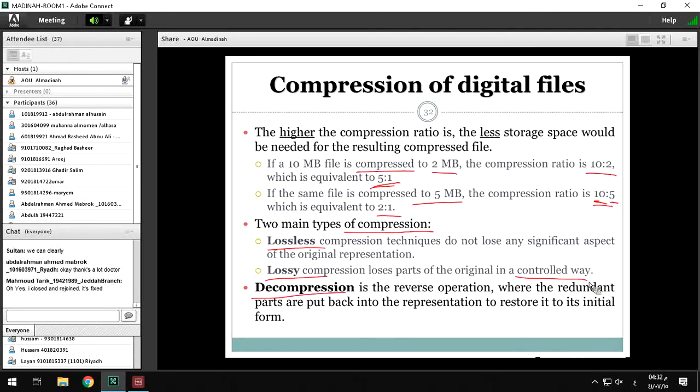The opposite of compression is decompression. It is a reverse process where the redundant parts are put back into the representation to restore it to the original or initial form. Decompression is nothing but reversing the compression. Reversing the compression is called decompression.